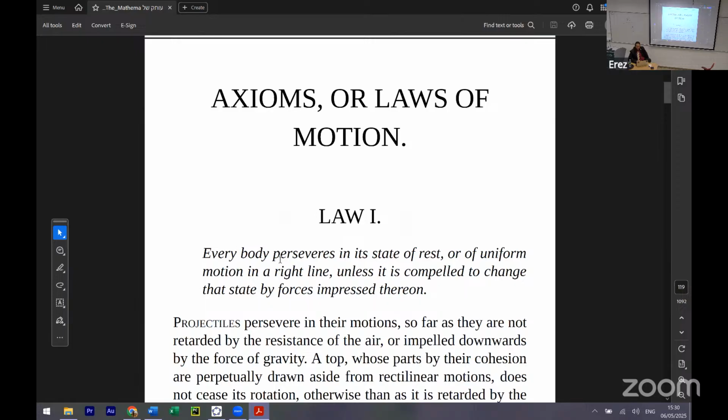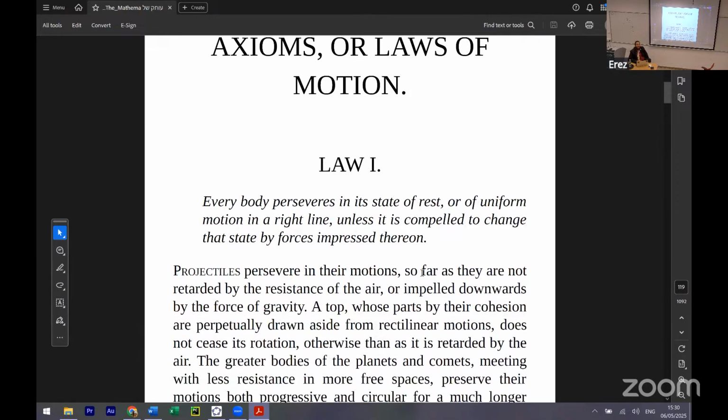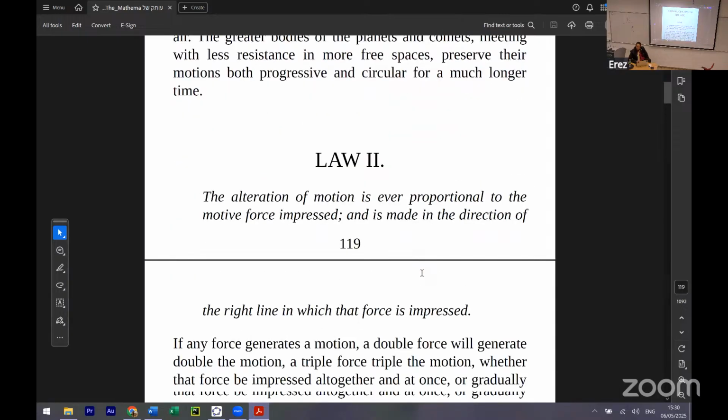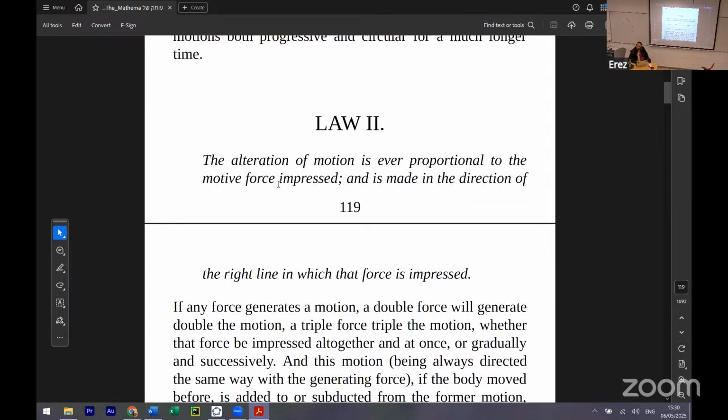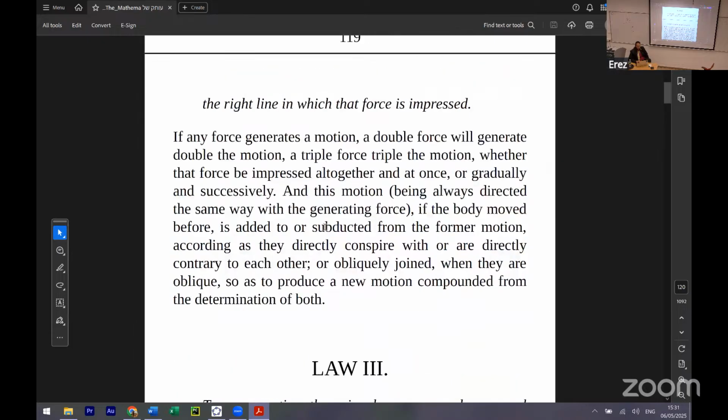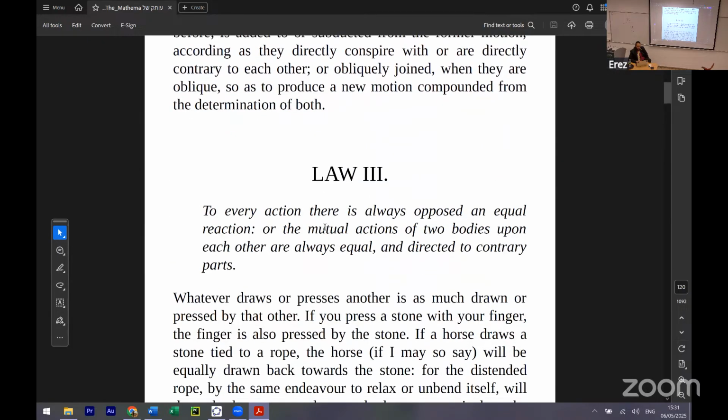First law, everybody preserves in its state of rest or uniform motion in a right line unless it is compelled to change that state by forces impressed thereon. Second law, the alteration of motion, acceleration, is ever proportional to the motive force impressed. What is that law? That's F equals ma. There is a proportion between the force and the acceleration. This proportion is how much food you ate in Passover, the mass. Okay, and it's made in the direction of the right line in which the force is impressed. Third law, it's not my point.